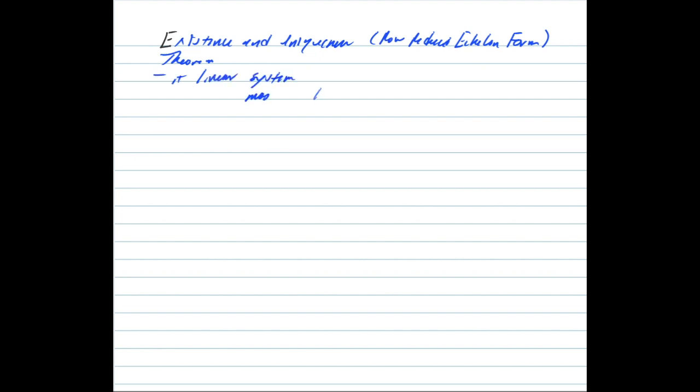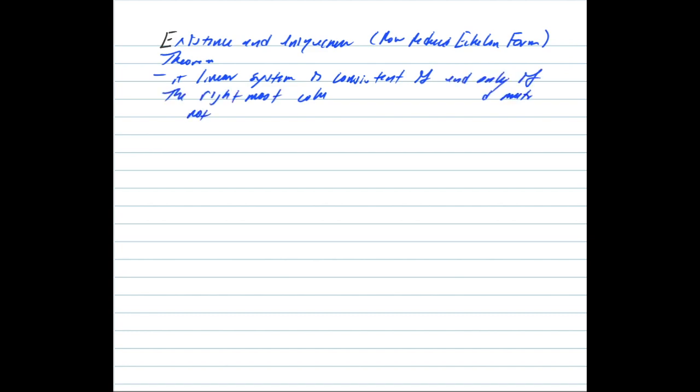Okay, now we're going to take a closer look at existence and uniqueness with row reduced echelon form. So in the last video, we introduced row reduced echelon form. Now we're going to talk about how you can understand existence and uniqueness in more detail using row reduced echelon form.